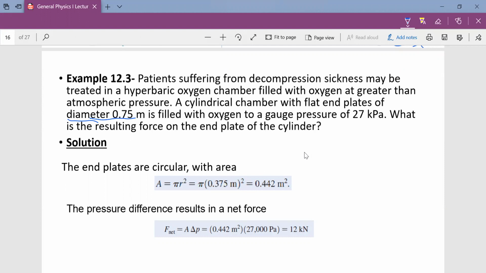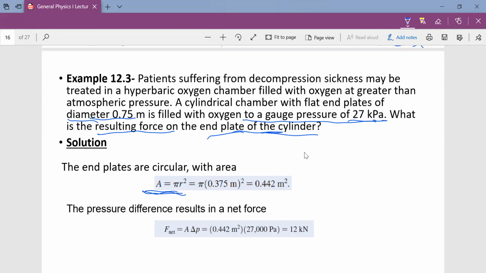The cylinder is filled with oxygen to a gauge pressure of 27 kilopascal. What is the resultant force at the end plate of the cylinder? Okay, so we use the understanding of the pressure system we just looked at to calculate this. First, we can determine the area from the information provided.